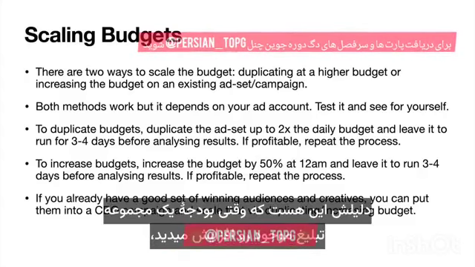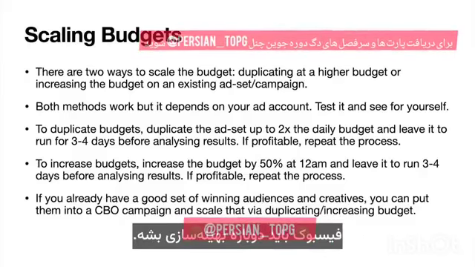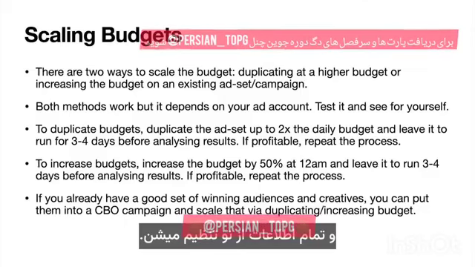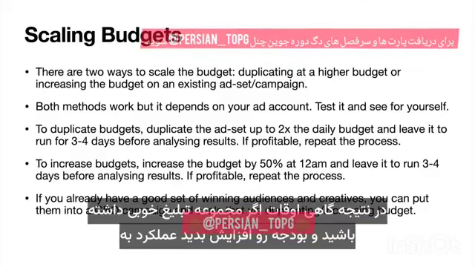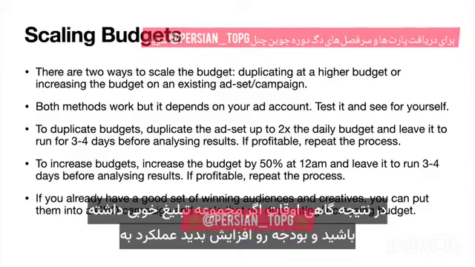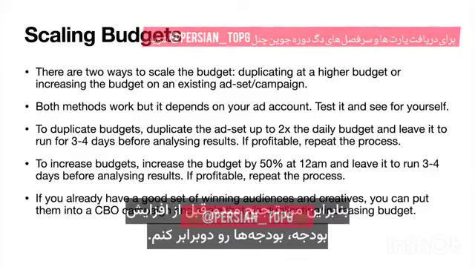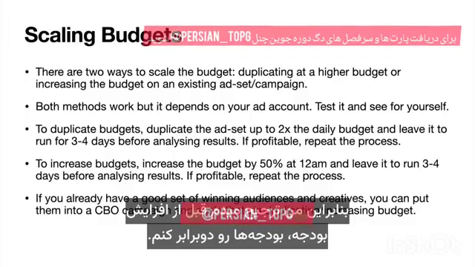The reason for this is when you increase the budget on an existing ad set, Facebook has to re-optimize again and all your learning gets restarted. As a result, sometimes if you have a good ad set and you increase the budget, the performance fully declines. So I prefer to duplicate budgets first before increasing the budget.